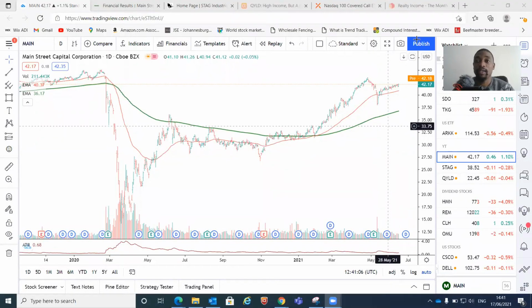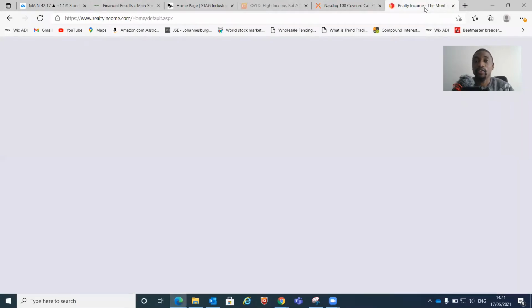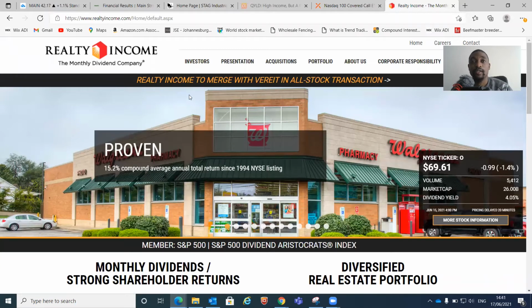Okay, as we mentioned, the first stock that we covered previously is Realty Income Fund. So this is a real estate investment trust that pays monthly dividends. So if you want to receive monthly dividends, this is one of the companies that you should be looking at.